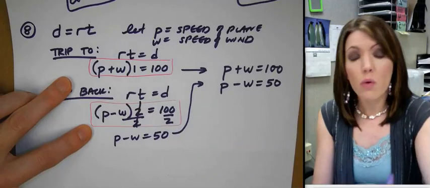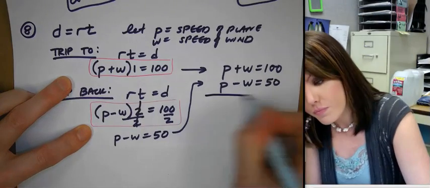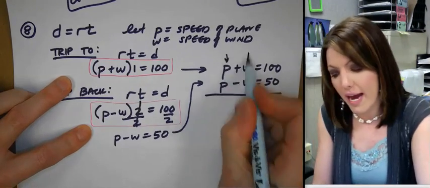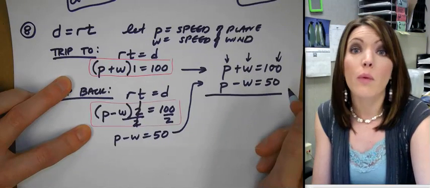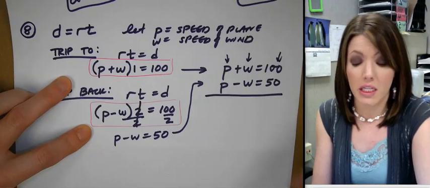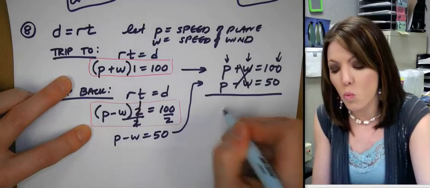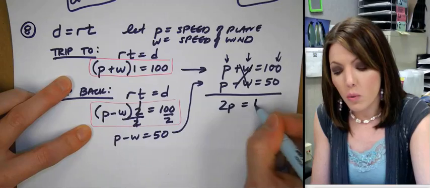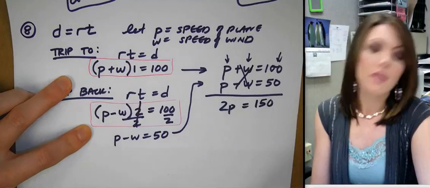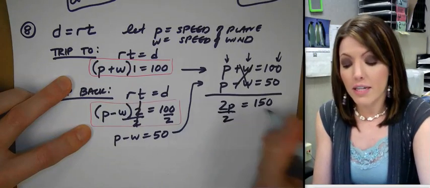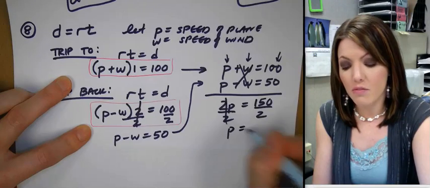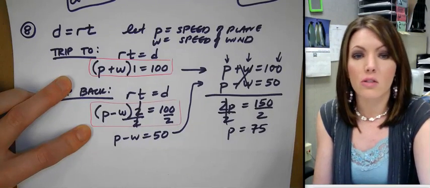Okay, so now what we have is a system of equations, which we did in the last problem, and we can add straight down. The reason we can add right now without doing anything to anything is that if we look at the W's, they end up canceling out, which is awesome for us. So 1P plus 1P is 2P. 100 plus 50 is 150. And then divide by 2, divide by 2. So the speed of the plane is 75 miles per hour.